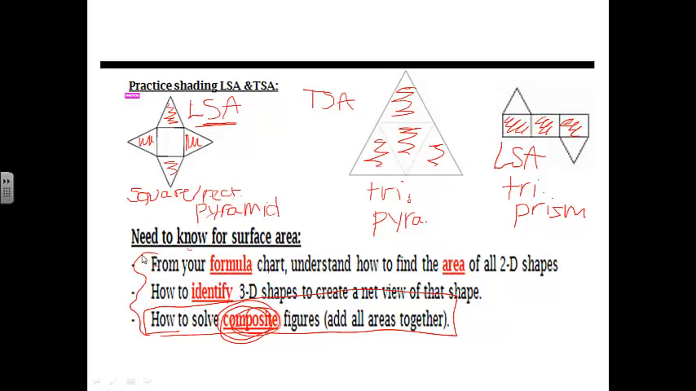So other key things from your formula chart, you need to understand how to find area of all 2D shapes. Obviously, because if we get thrown a triangle, we need to know how to find the area. If we get thrown a rectangle, we need to know how to find the area. Okay, and so we also need to know how to identify 3D shapes to create a net view. So if they give us a 3D shape, we need to know what the net view would look like from the definition of what that shape, bases and faces is.